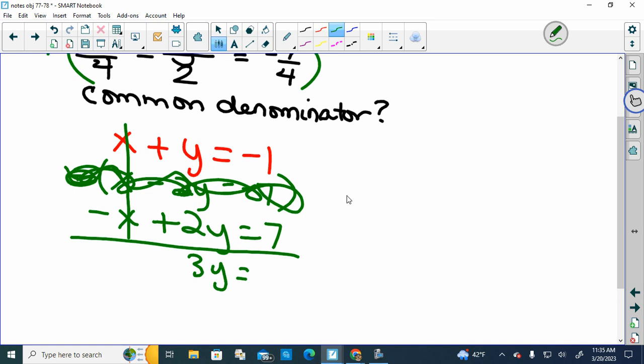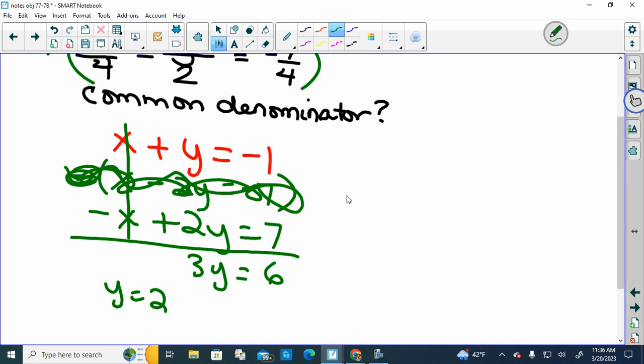Negative 1 and a positive 7. 6. Okay? Solving for y. Divide by 3, so y would be 2. Okay? Now, we don't want to plug back into our original equations, right? Because those are fractions. We don't want to work with them. So just work with, it could be any of the ones that you have.